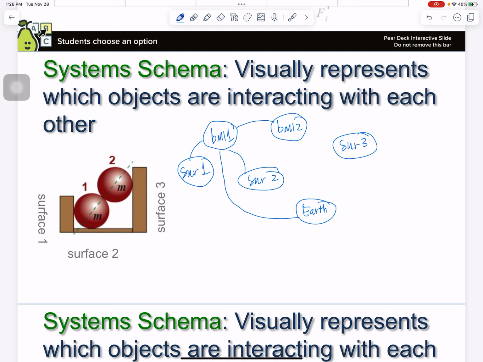After I draw interactions, or while I'm drawing interactions, I usually like to label them to make sure that these are genuinely interactions. That is contact, so that is normal, that is normal, that is normal. This, however, is weight. So that's going to be FW or FG. Ball 2 is interacting, in addition to ball 1, I do not draw a second line to ball 1. It's not hitting surface 2, is it? It is only hitting surface 3 and the earth.